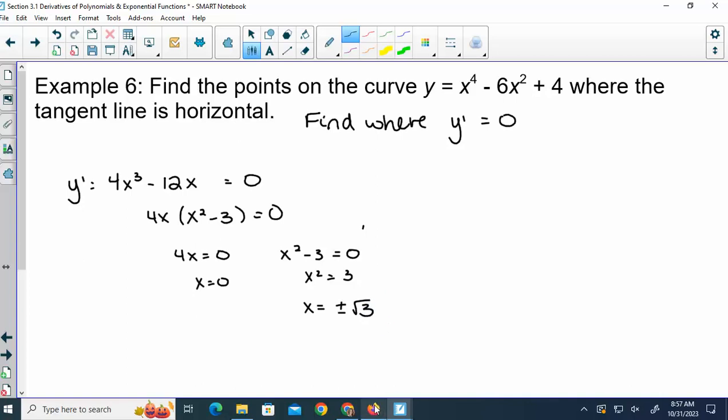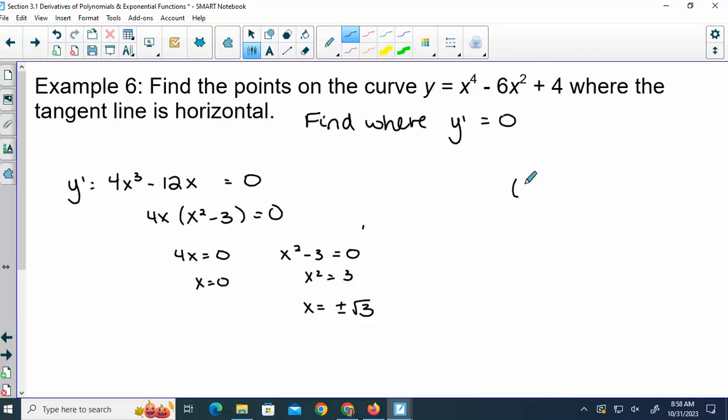we actually get 3 different x values where we would have a horizontal tangent line: 0, positive radical 3, and negative radical 3. I asked for the points. What if I wanted the full ordered pairs? Could you give them to me?